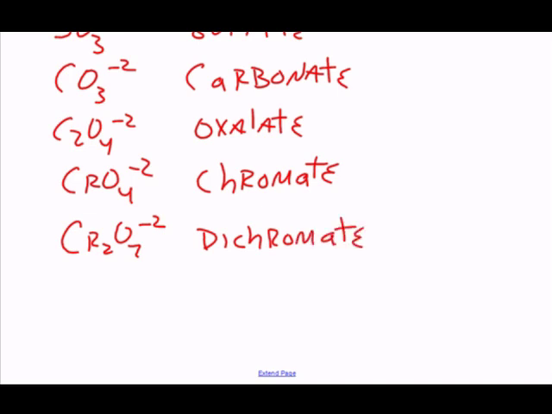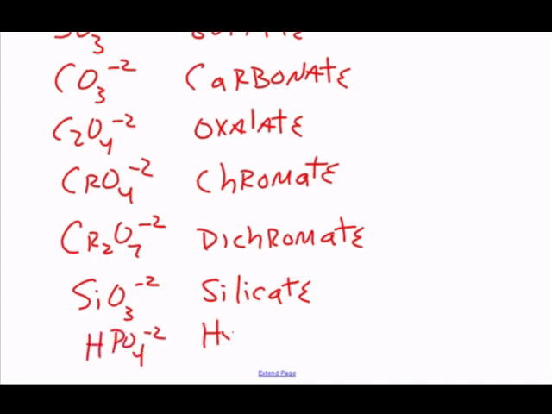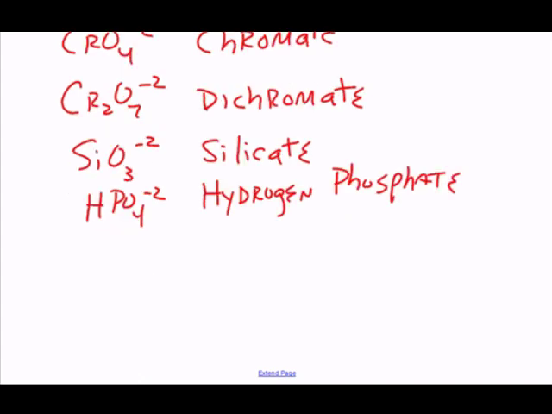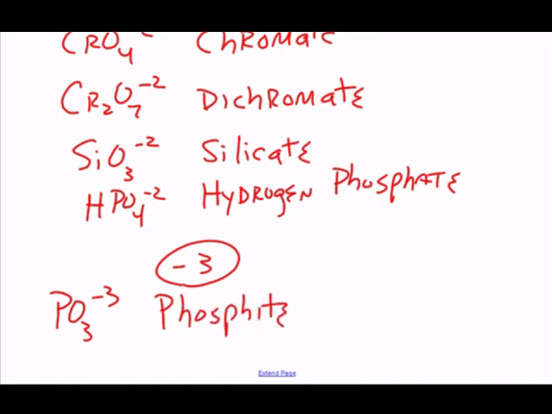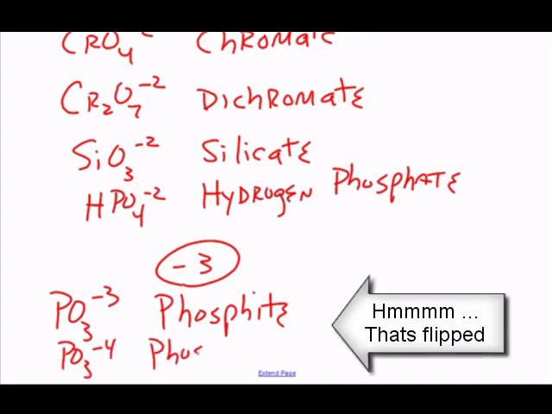And to that we can add silicate, SiO3 -2. It's identical to carbonate because silicon and carbon are in the same column. And then hydrogen phosphate, which is HPO4 -2. And we're almost finished. We have one pair that's -3. We've already drawn them. It's phosphite, which is PO3 -3, and phosphate, which is PO4 -3. Look at that, I wrote that wrong. Phosphate is PO4 -3.